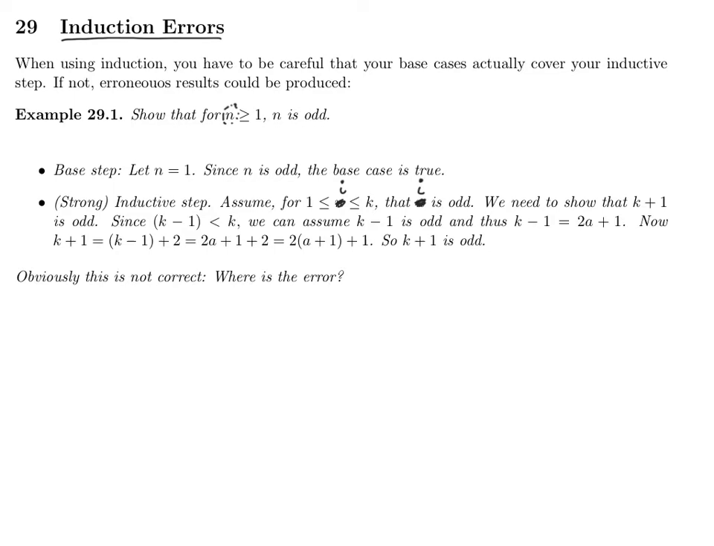So the base step, n equals 1. Since 1 is odd, the base case is true. That one is easy. Let's do our strong inductive step. So we're going to assume for some k, for all i between 1 and k inclusive, so including 1 and k, that i is odd. So the first k numbers from 1 up to k are all odd. And we want to show that k plus 1 is odd.